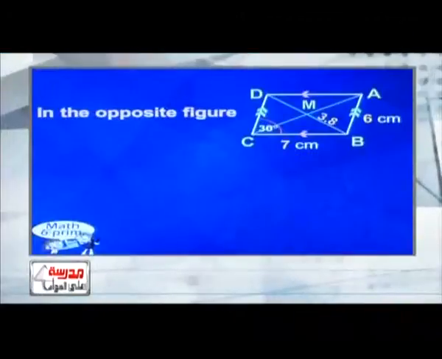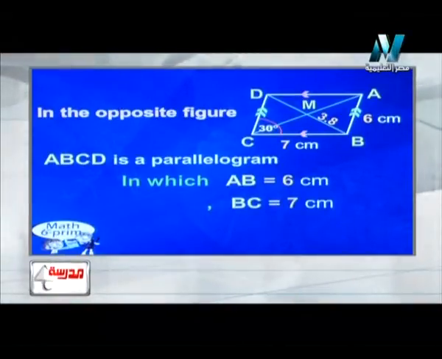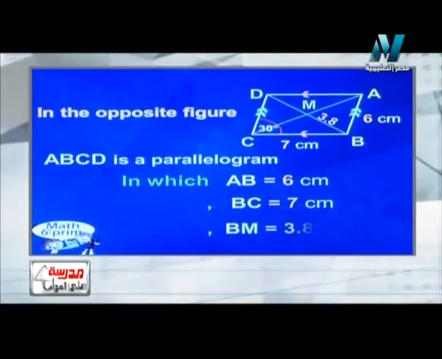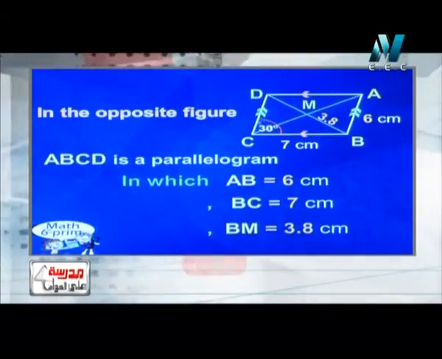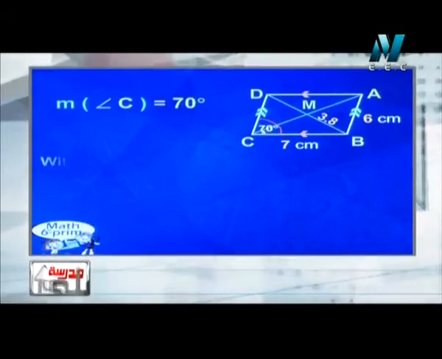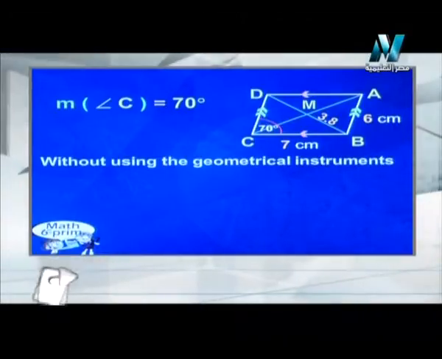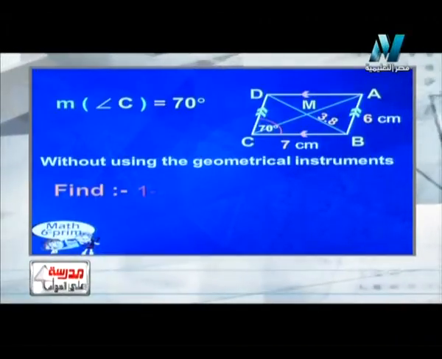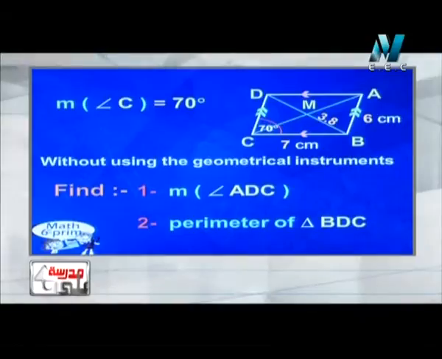We have an example. In the opposite figure, ABCD is a parallelogram in which AB equals 6 centimeters and BC equals 7 centimeters, DM equals 3.8 centimeters. Study the lesson carefully. The measure of angle C equals 30 degrees and the measure of angle C equals 70 degrees. Without using the geometrical tools, find the measure of angle ADC and the perimeter of triangle BDC.